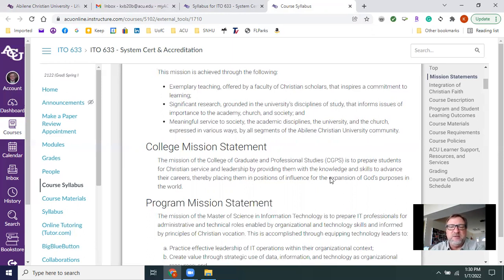The college mission statement: the mission of the College of Graduate Professional Studies is to prepare students for Christian service and leadership, providing them with the knowledge and skills to advance their careers, thereby placing them in positions of influence for the expansion of God's purpose in the world.